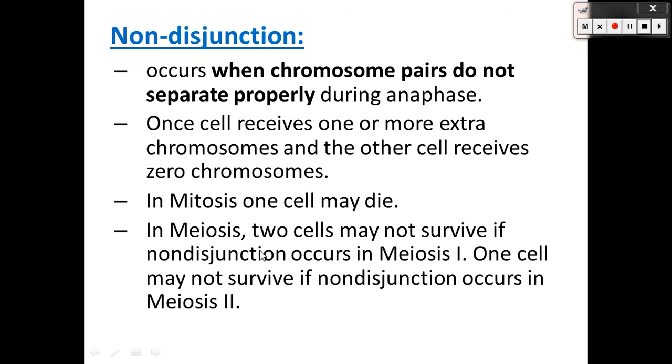Now, in a nutshell, non-disjunction is really when chromosome pairs do not separate properly at anaphase, like I said. If non-disjunction happened in mitosis, usually those cells would just die and be absorbed and that would be done. But if it happened in meiosis, that can be a serious problem. Because remember, meiosis is what is actually creating our eggs and our sperm. So if our eggs do not have the right genetic material in them, when one gets fertilized, that means the baby won't have the right genetic material. And that can cause some serious problems during development. Same thing goes with the sperm.